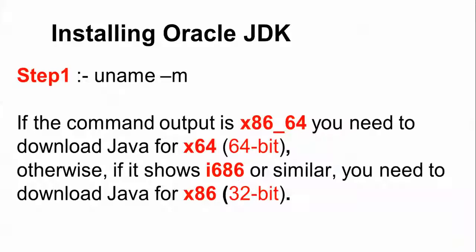First of all, Oracle JDK. The first step is the command to check whether our system is a 32-bit or 64-bit OS, which tells you which version to download. If your command outputs x86_64, you need to download the Java build that supports 64-bit. If you get i686 or i586, similar to that, you need to download the 32-bit supported one. That means x86_64 is for 64-bit, and i686 is for 32-bit.